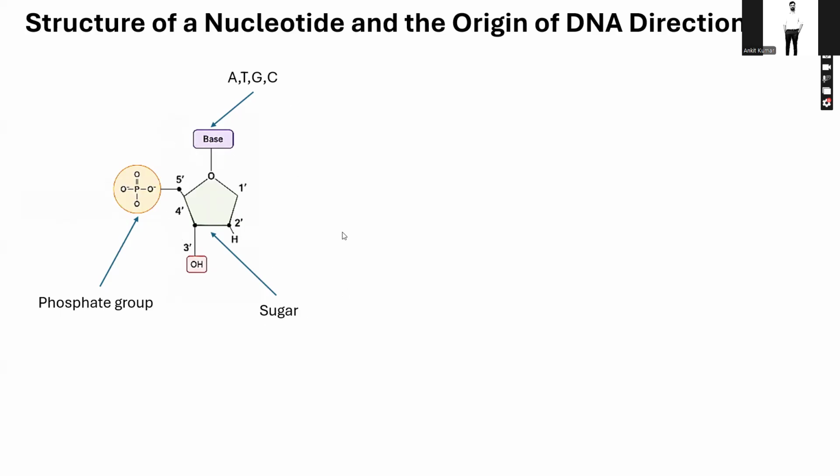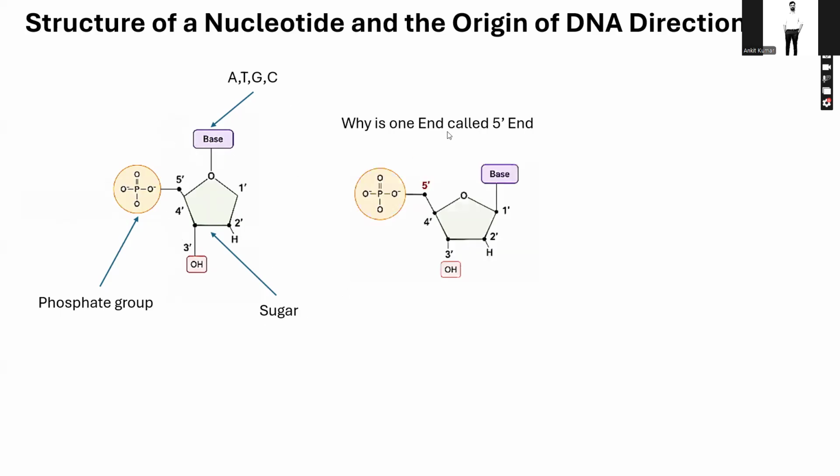So these three groups are there. Why is this one end called the 5 prime end? It's very important. If you see this sugar, in organic chemistry we know the nomenclature. It will start from 1 dash, 2 dash, 3 dash, 4 dash, 5 dash, because for this carbon the base is added and it will get the highest priority. That's why this carbon will be called the 1 dash.